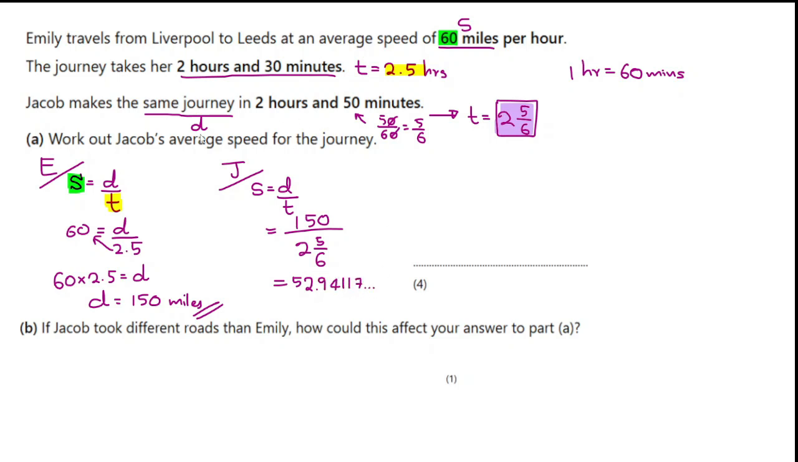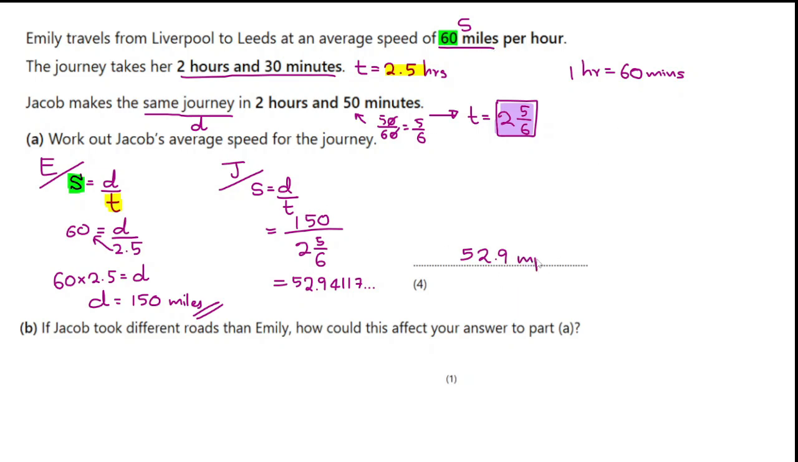52.94117... Now I'm going to round this. The question does not specify how many decimal places they are looking for. So I'm just going to go for 1 decimal place here. So I can write 52.9. Don't forget the units. It's miles. This is hours.